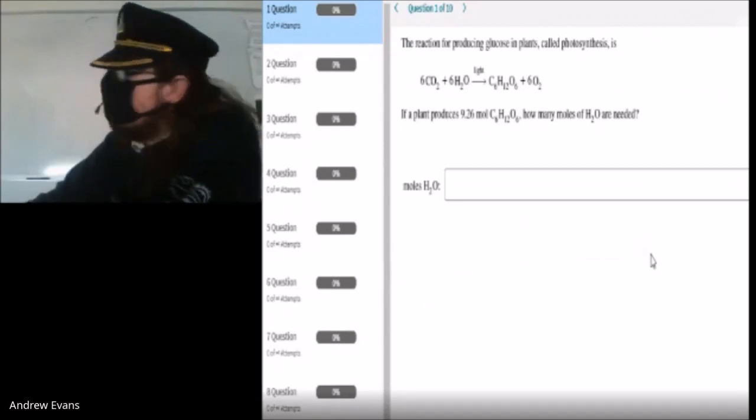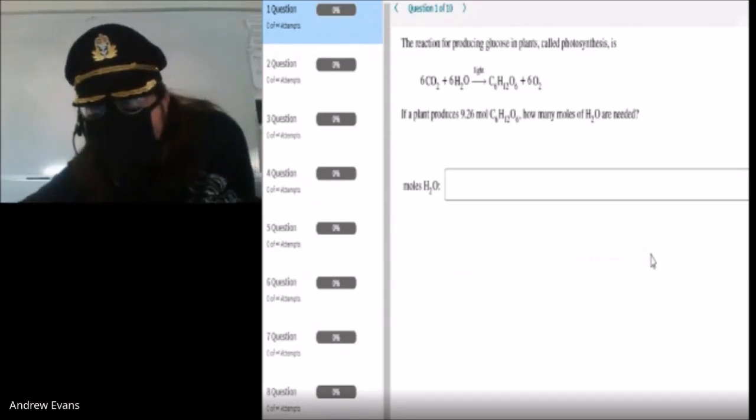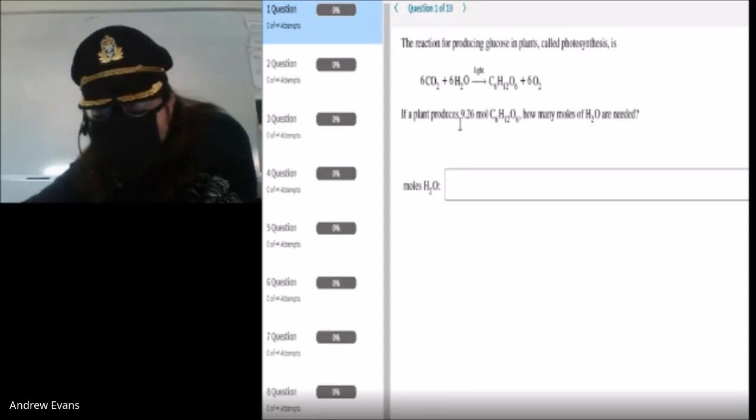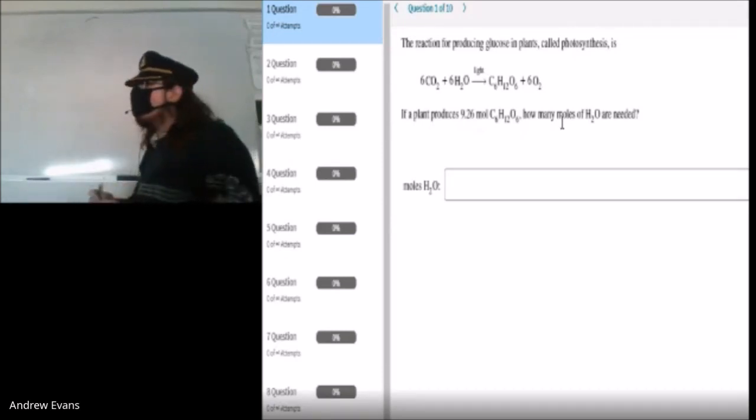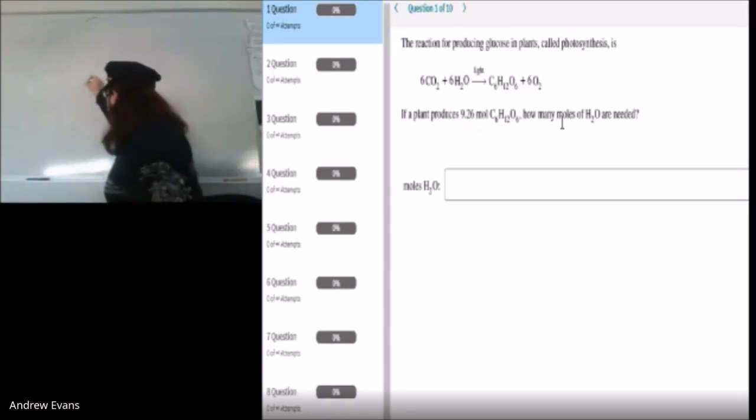Okay, the reaction for producing glucose in plants is called photosynthesis. It is 6 CO2 plus 6 water goes to glucose and 6 oxygen. This is a moles to moles problem. If a plant produces 9.26 moles of glucose, how many moles of water would be needed? So we are setting up a ratio of moles of glucose per moles of water. So we start with 9.26 moles. I'm just going to call it the big G.